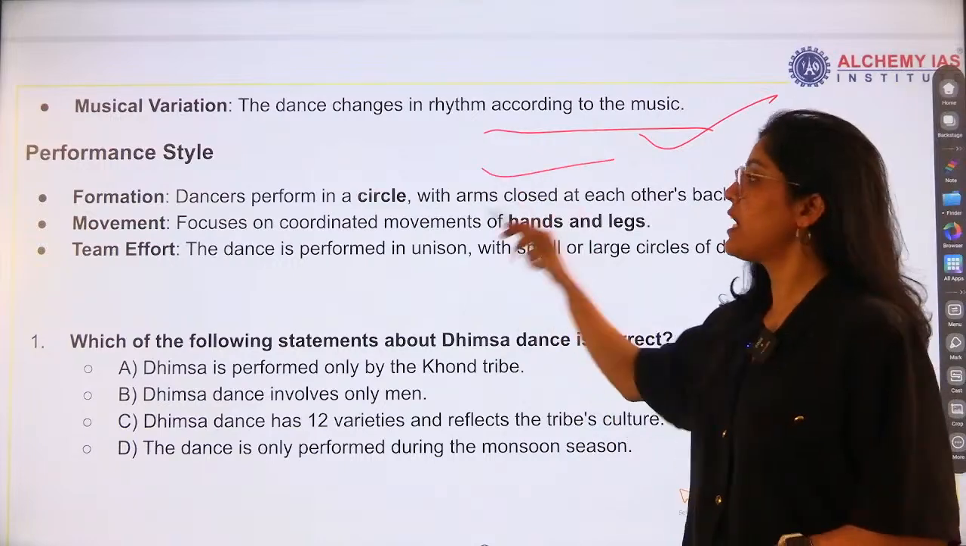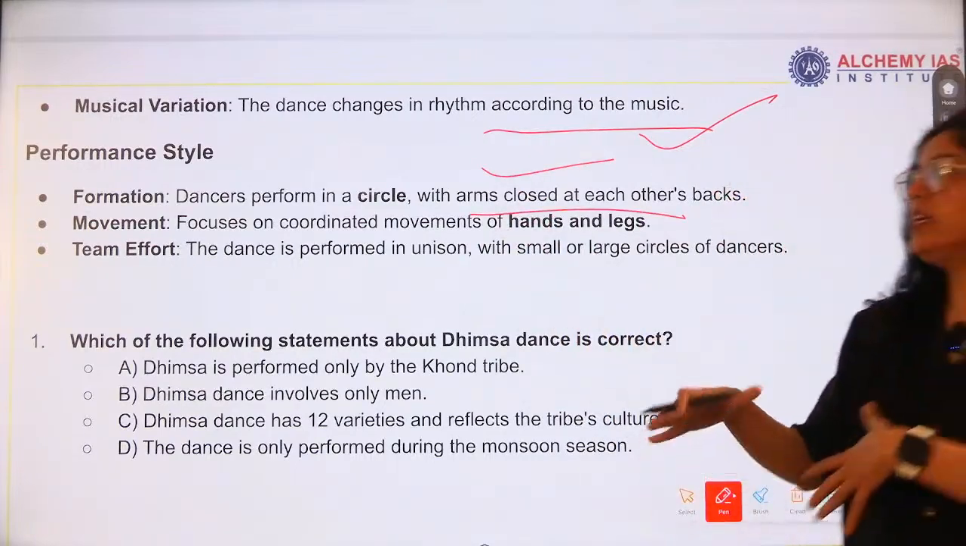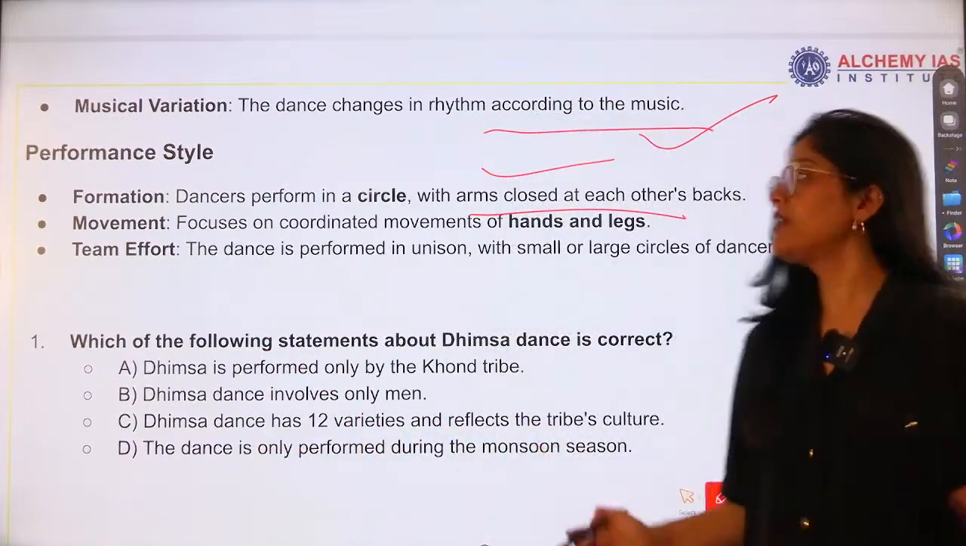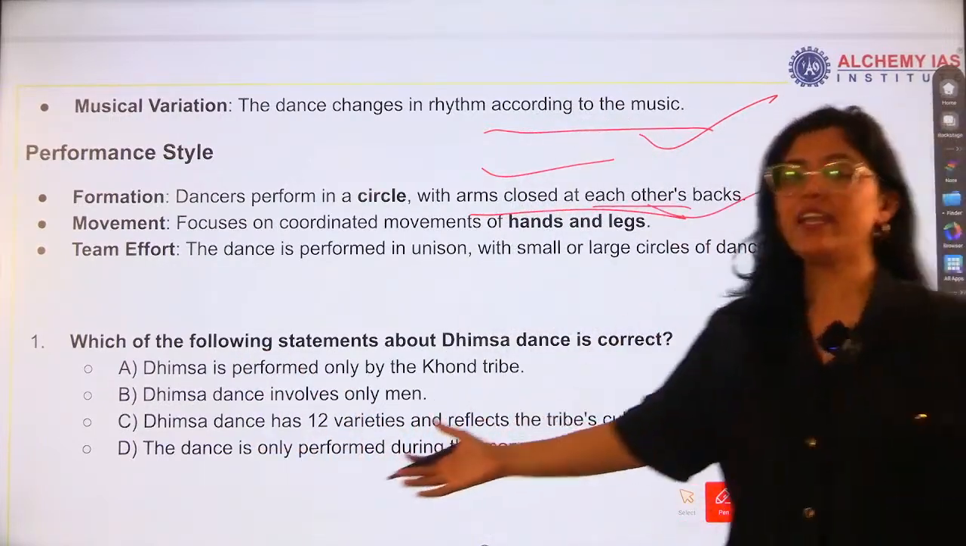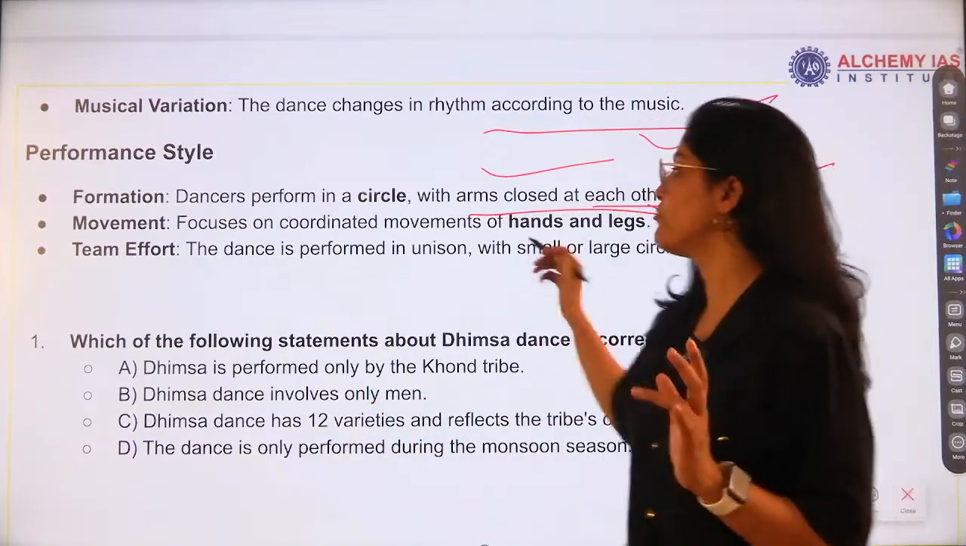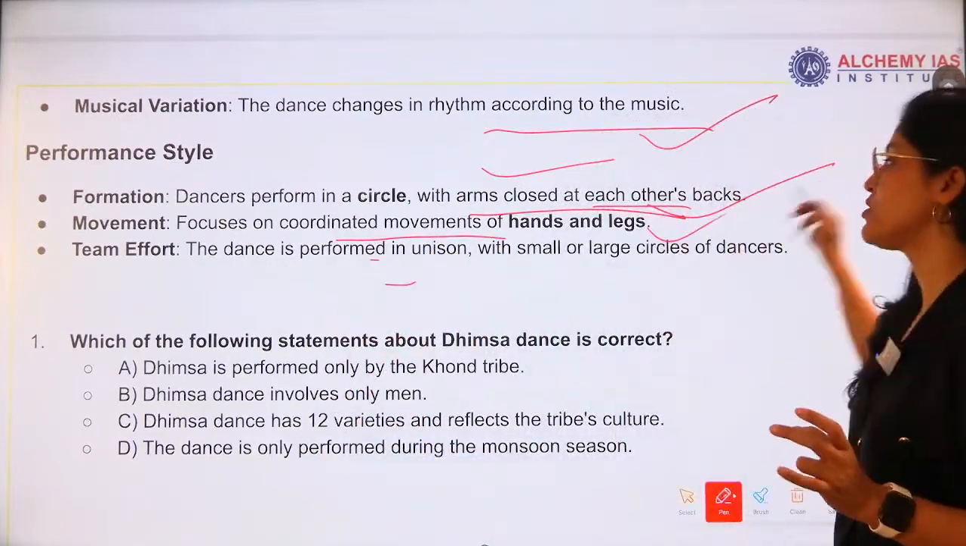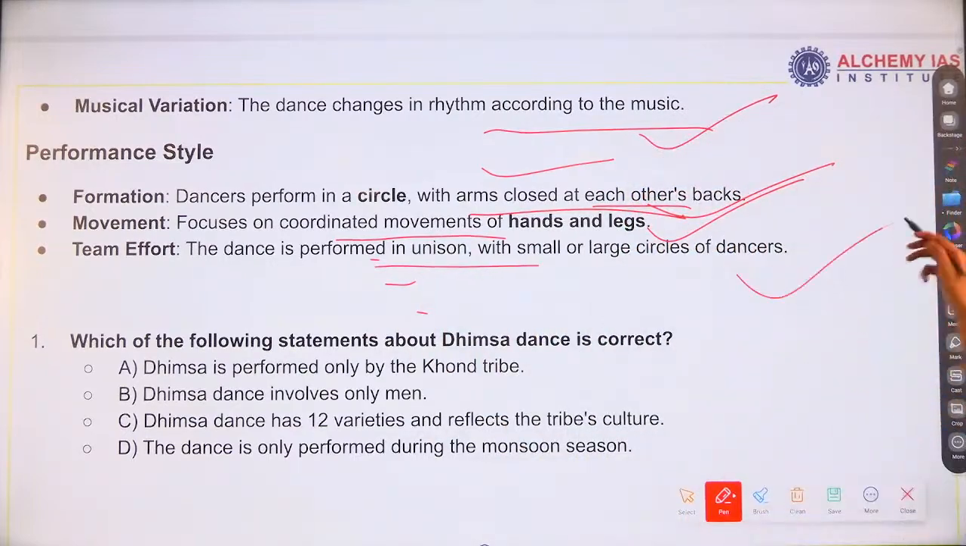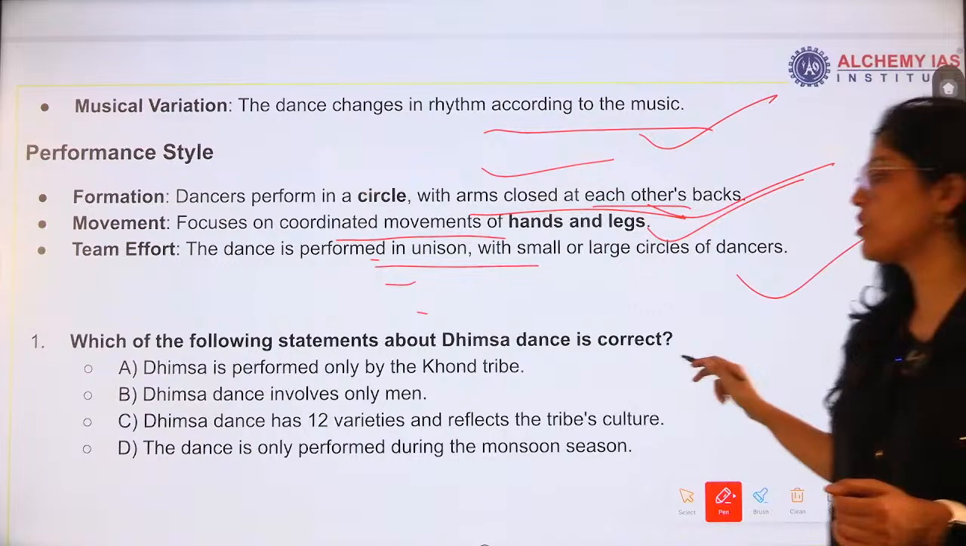Next is performance style and formation. Dancers perform in a circle. They form a circle and then dance, men and women with arms around each other's backs. The movement focuses on coordinated movements of hands and legs. Next is team effort: the dance is performed in unison in large or small circles.